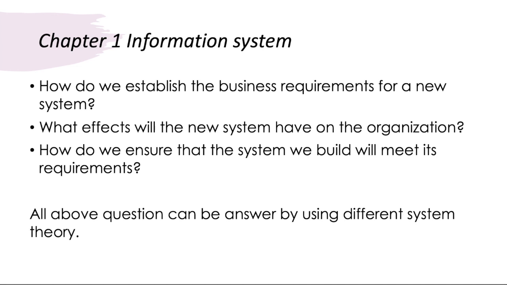Chapter 1: Information System. To create an information system, there are some questions which come up within the process. The most famous questions are: how do we establish the business requirements for a new system? What effect will the new system have on the organization? How do we ensure that the system we build will meet its requirements? All of the above questions can be answered by using different system theories.